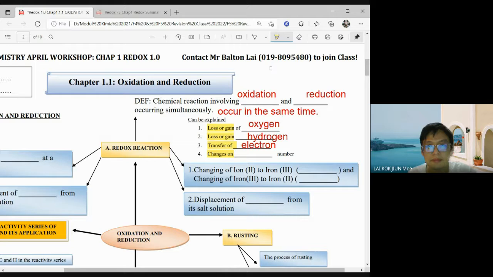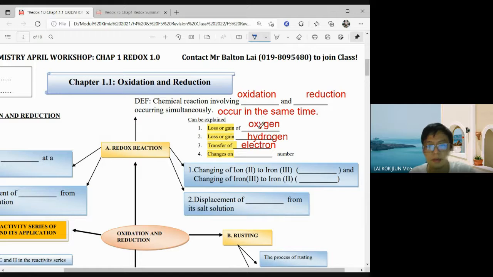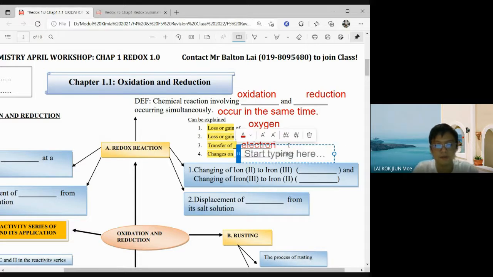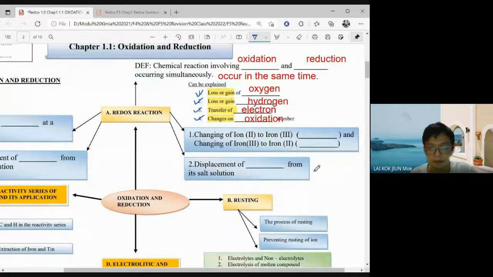Change in what? Oxidation number. Okay, yes. No problem. Have to leave first. Oxidation number. So all these 4 very important definitions must be in your mind. If you want to explain, you can use any one of them to explain.